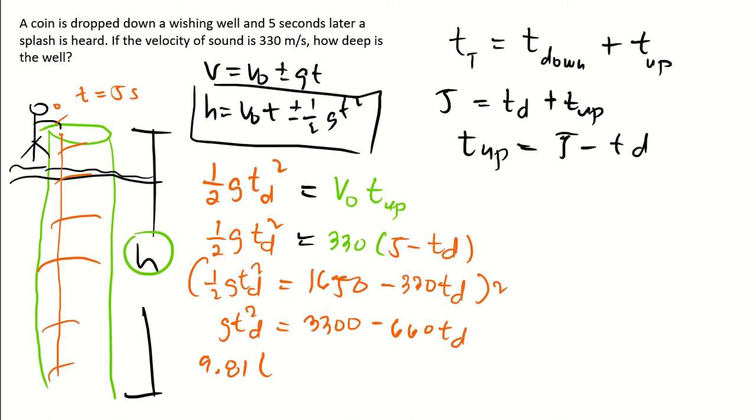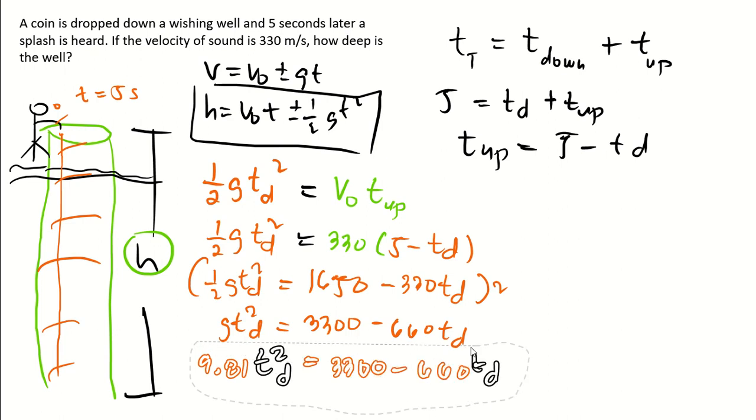So, babaguhin ko yung kulay ng variables. T squared sub D. Okay? So, equivalent to 3,300 minus 660 TD. Okay? Now, this is interesting. Kasi, ito yung tinatawag nating quadratic equation. Okay, quadratic equation yan.